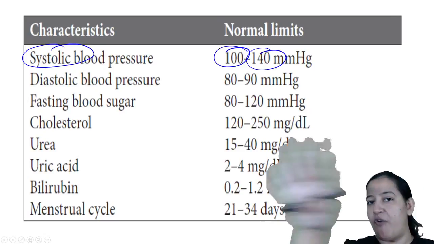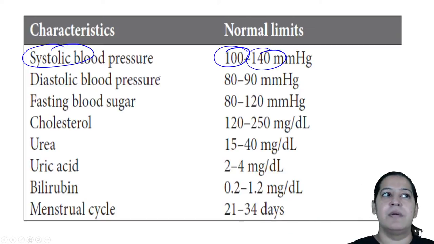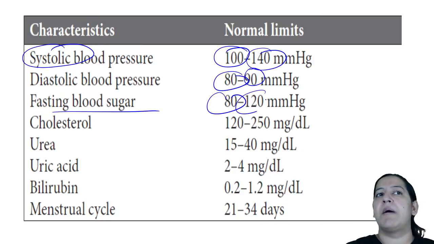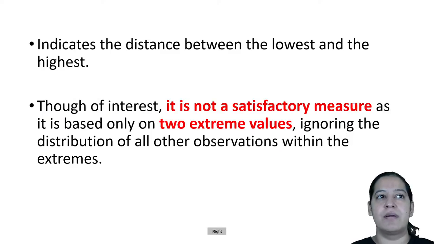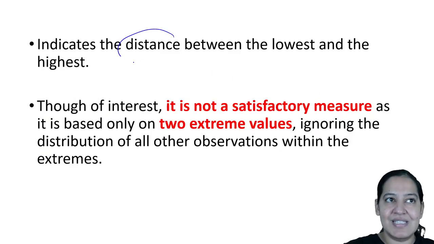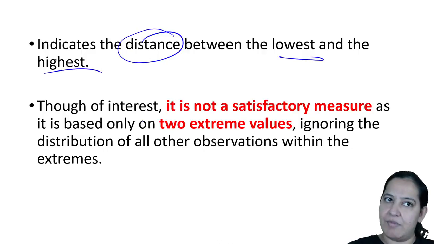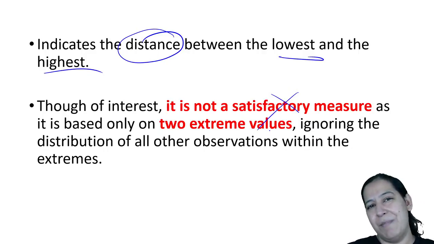If I measure the blood pressure of all of you, systolic blood pressure, diastolic blood pressure, fasting blood glucose, from minimum to maximum, that is known as range. Always remember, it indicates the distance between the lowest and the highest value. Of course, it is not a satisfactory measure of variability.